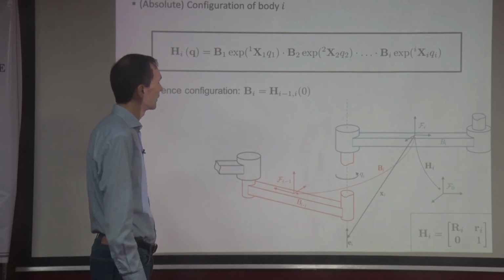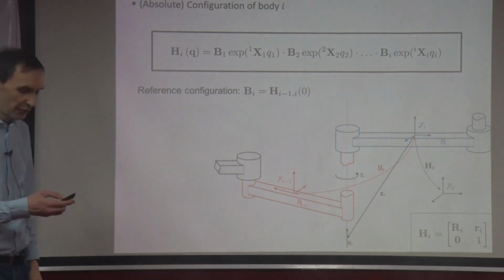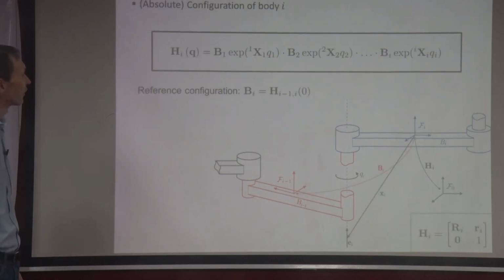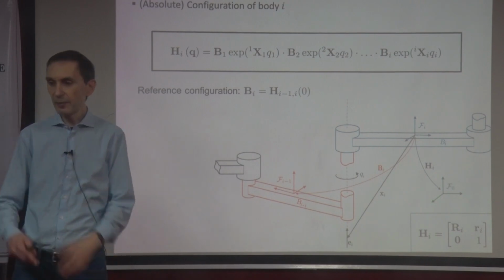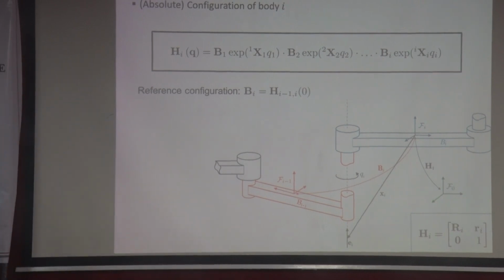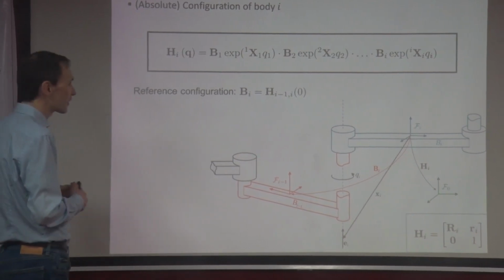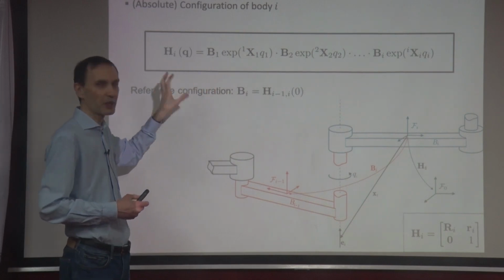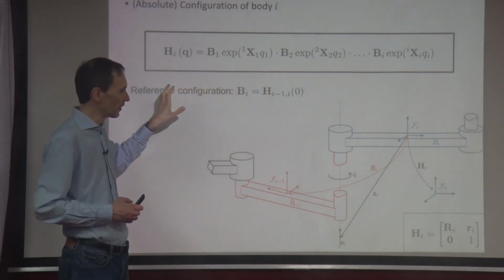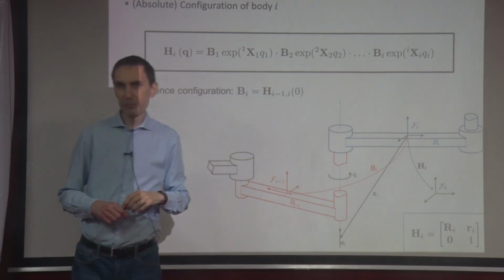And that is the so-called product of exponentials formula for the kinematic chain. It's a famous formula that goes back to Brockett, and you find it in all these modern robotics books. As I was saying yesterday, first of all, it's a nice expression because it's very compact. Secondly, the parameterization is pretty simple.